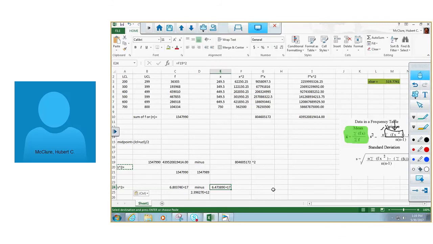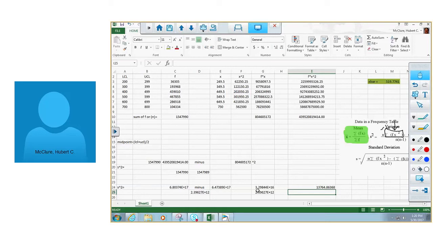And I'm going to do the math over here. Equals this minus this over this. And then right here equals this divided by this. And there is your variance, which really is worthless. But if you take the square root of that, that's your standard deviation.